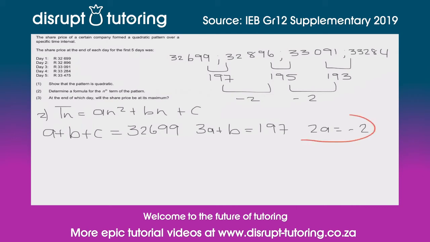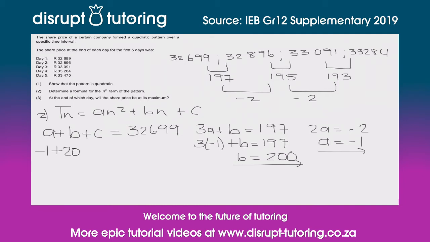Now, we are going to first start off by solving for a, then plug in a to get b, then plug in a and b to get c. All right, so let's divide both sides by 2, which is going to give us minus 1 for a, which is quite useful. Now let's put that minus 1 into the second equation. So it's minus 3 plus b equals 197, and when we solve that by taking the minus 3 across, which adds, that's going to give us 200 for b. I'm just going to underline these. And then the last one is going to be minus 1 plus 200 plus c, and then we can solve for c. All right, so we've got the 32,699 on the right-hand side there.